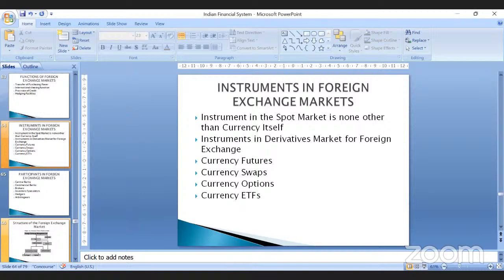For example, the first instrument that we use in derivative markets is foreign exchange forwards. Whenever you want to buy and sell a particular currency of any country at an agreed date in the future and at an agreed price, today itself you are deciding which country's currency you want to purchase at a future date, at a future rate. We call such exchanges forward foreign exchange.